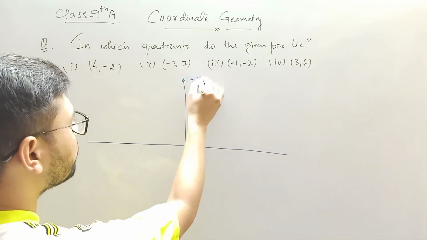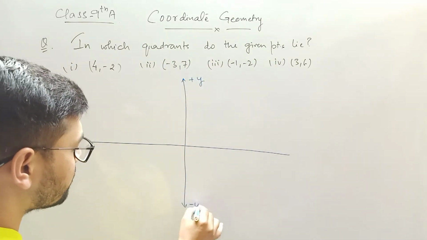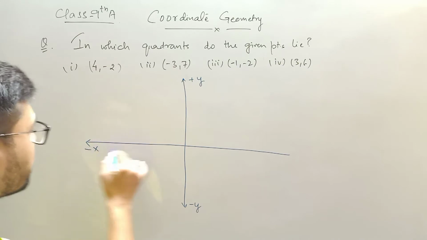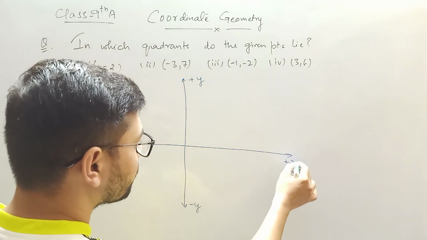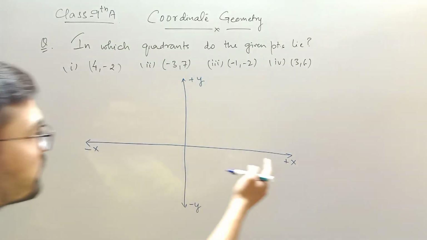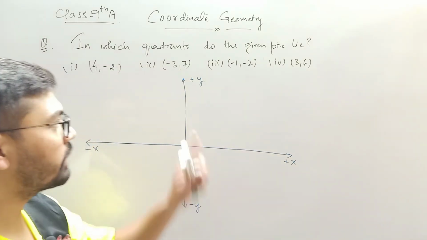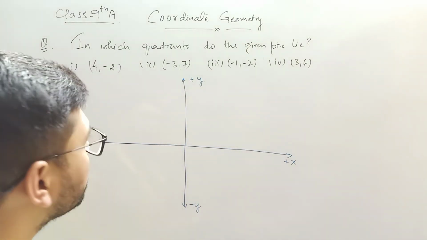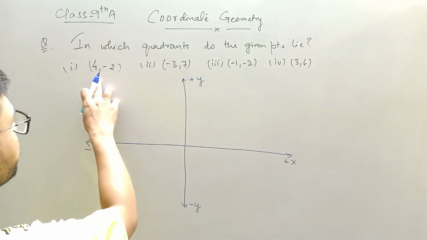This is the positive y-axis, this is the negative y-axis. This is the negative x-axis, this is the positive x-axis. The x-axis is also known as the abscissa, and the y-axis is also known as the ordinate. So remember these points. Now this is (4, -2).